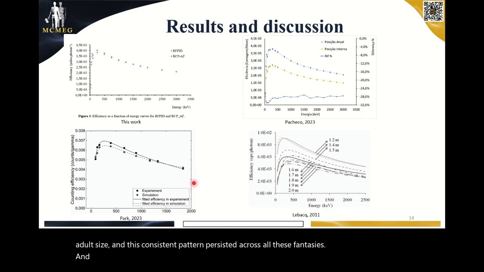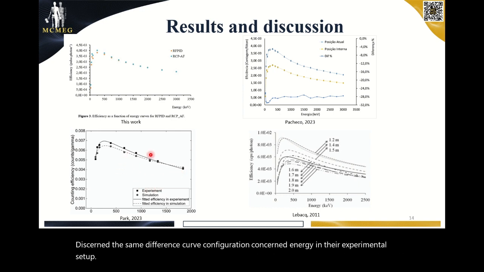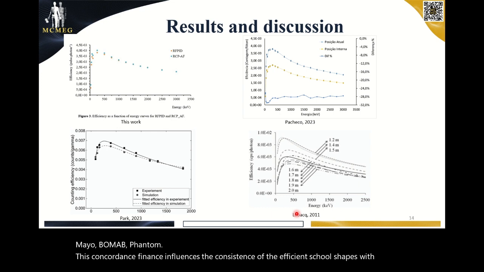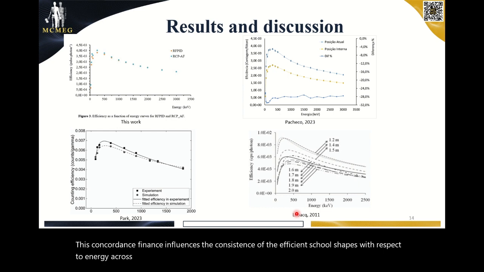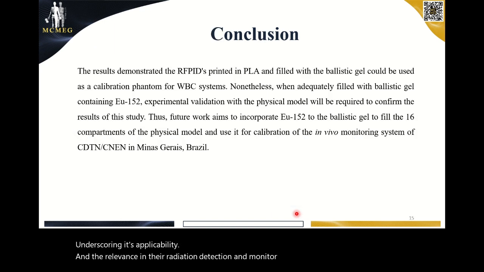And furthermore, Park discerned the same efficiency curve configuration concerning energy in their experimental setup and simulation utilizing a male BOMAB phantom. These concordant findings emphasize the consistency of the efficiency curve shapes with respect to energy across various studies and methodologies, underscoring its applicability and relevance in radiation detection and monitoring.